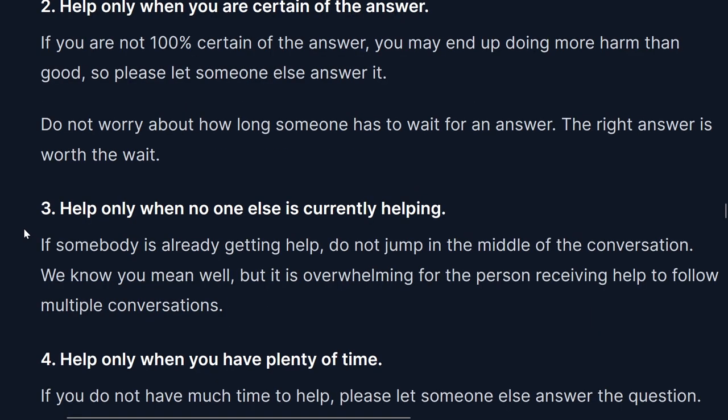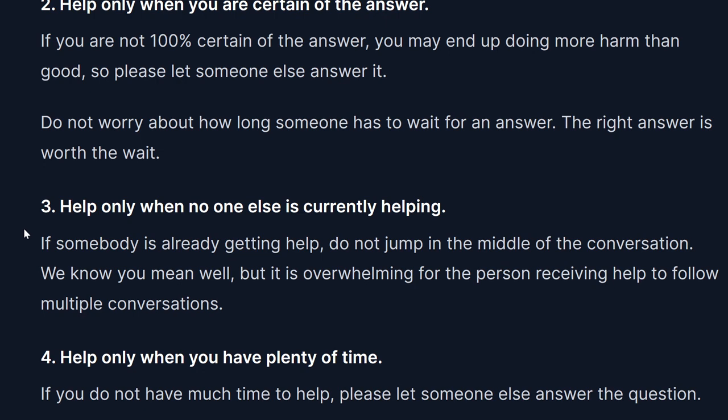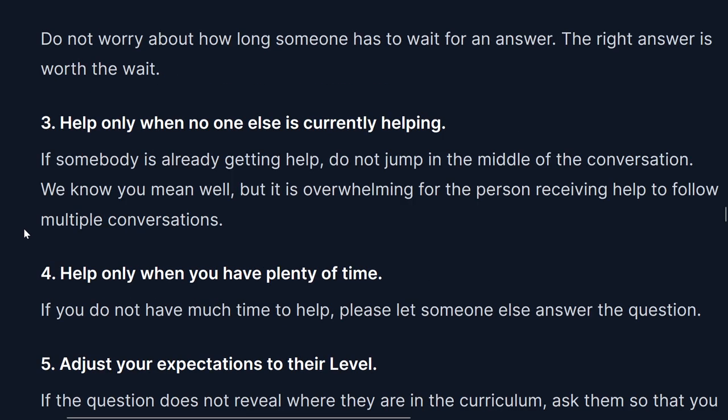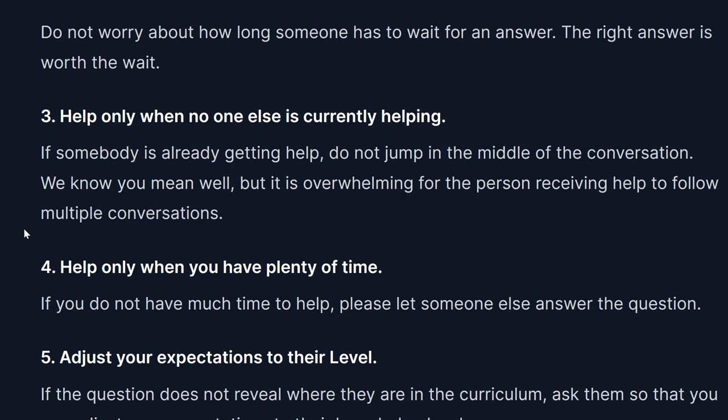Do not worry about how long someone has to wait for an answer. The right answer is worth the wait. Third, help only when no one else is currently helping. If someone is already getting help, do not jump in the middle of the conversation. We know you mean well, but it is overwhelming for the person receiving help to follow multiple conversations.